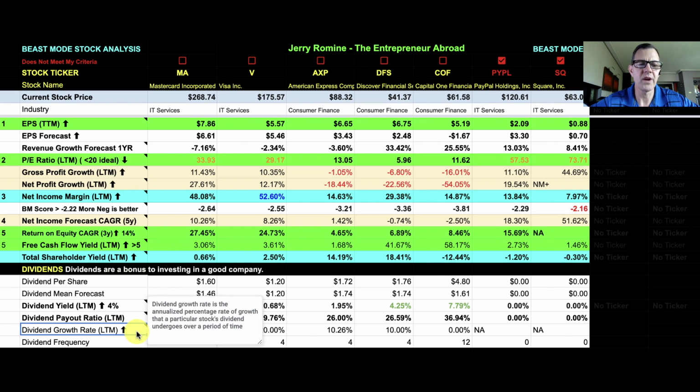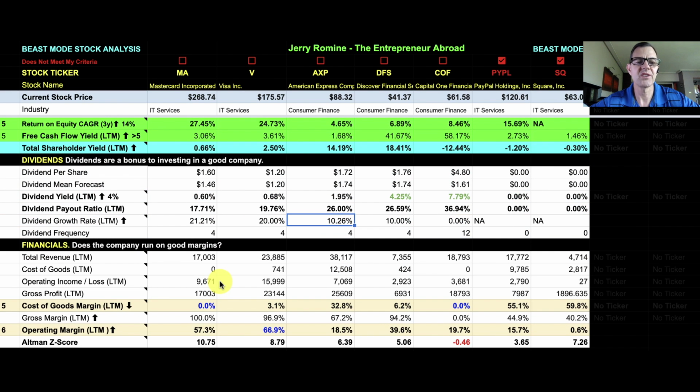The dividend growth rate is the annualized percentage rate of growth that a particular stock's dividends undergoes over a period of time, and the higher the number, the better. And then I always like to look at the dividend frequency, and we can see that most of these companies that are paying dividends, they pay them quarterly or 4 times a year, but Capital One, they actually pay theirs monthly. Our next section is the financials, and we want to see if the company is running on good margins.